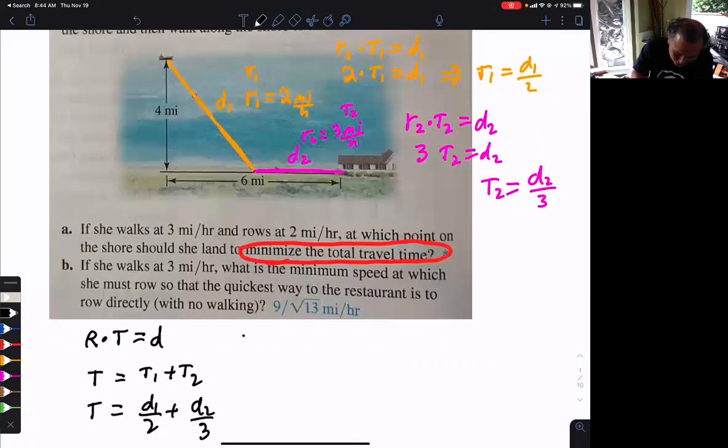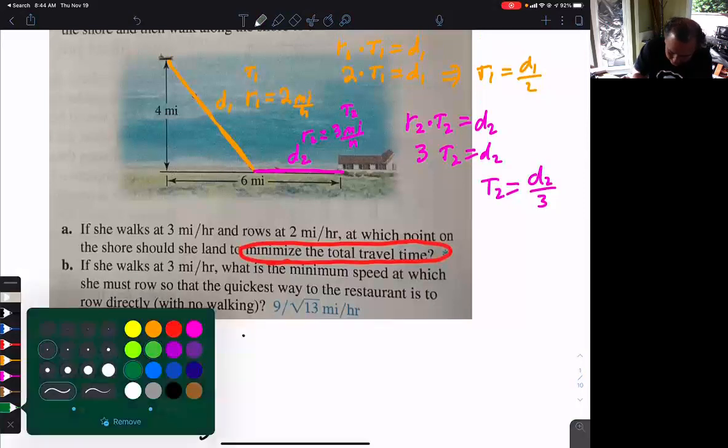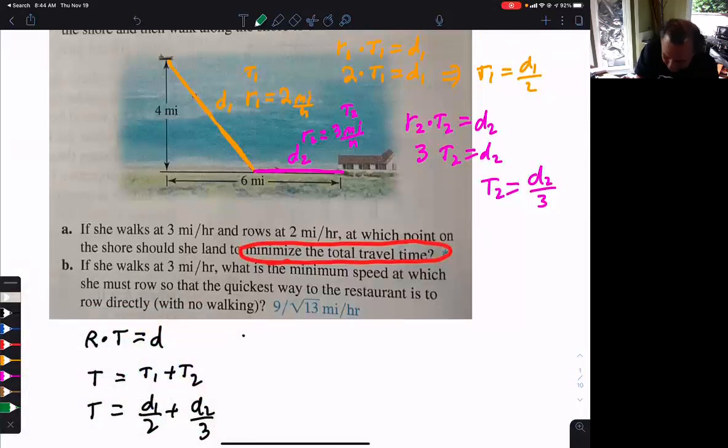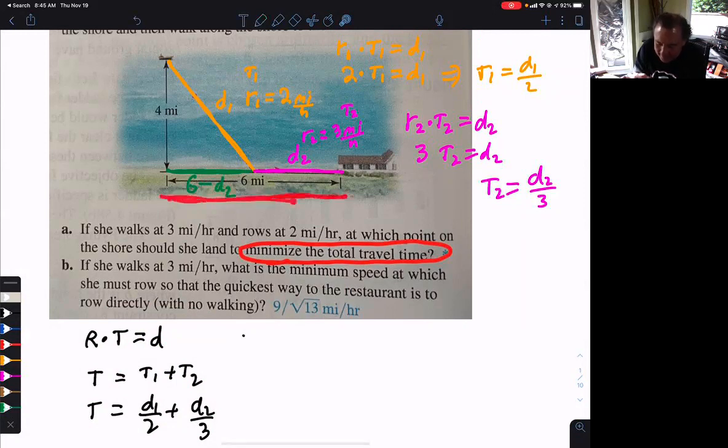Let me use green. I want a darker green. Let me change the color of that pen. Darker green. There we go. This distance from here to here, I claim that distance is 6 minus d2. Because this distance is 6, you take away d2 and it leaves that.